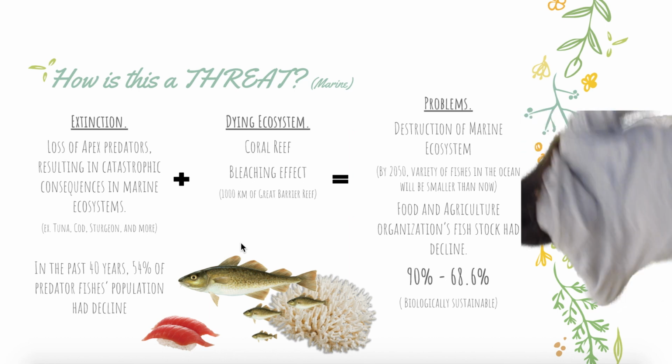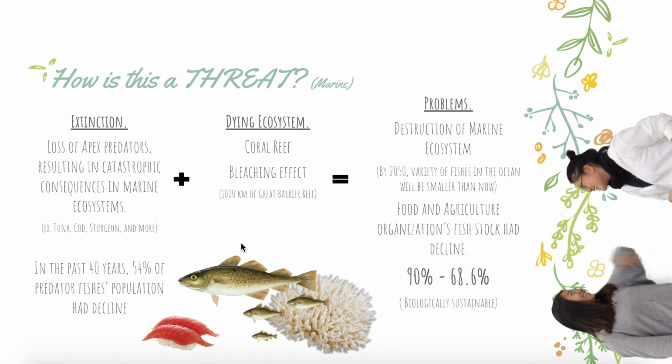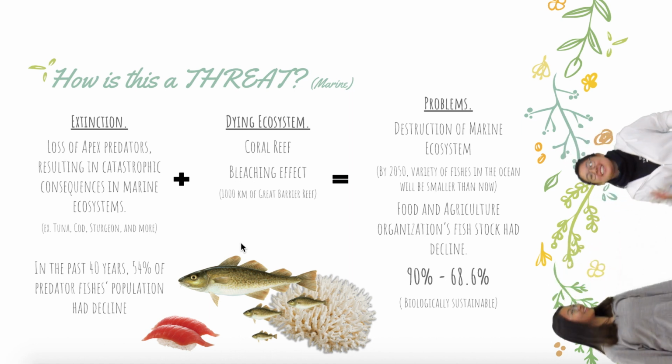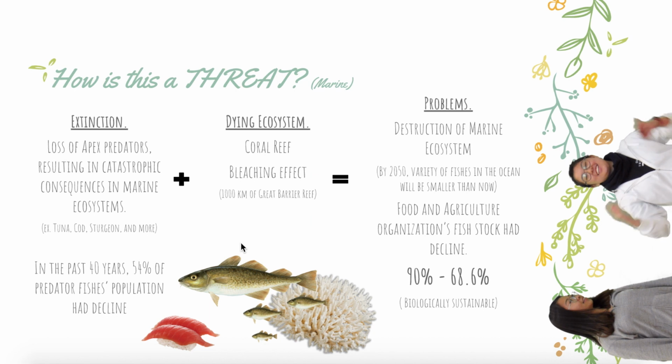Wait, but Jane! Yeah! What are the apex predators? Is it like sharks or is it the tuna? It's the tuna, cod, sturgeon, and more.